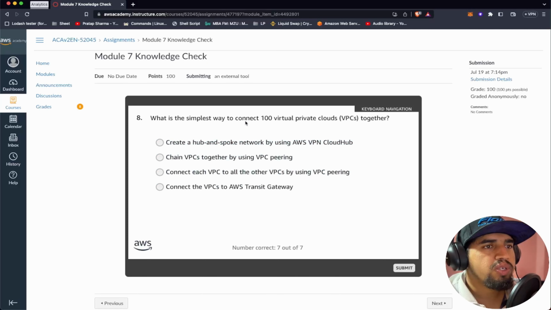What is the simplest way to connect 100 VPCs, virtual private clouds, together? The answer here should be to connect the VPCs to AWS Transit Gateway.